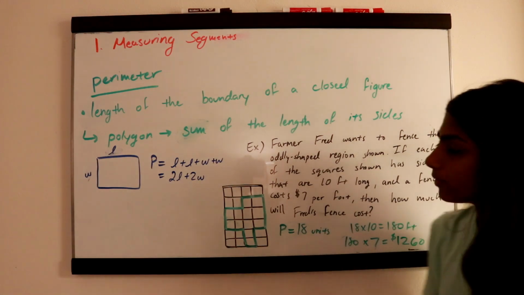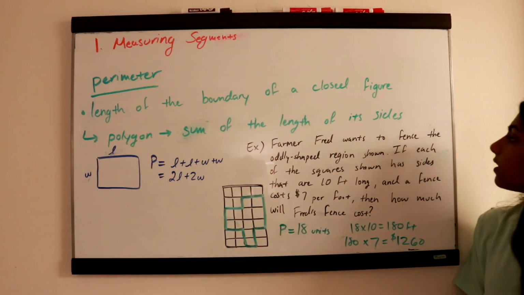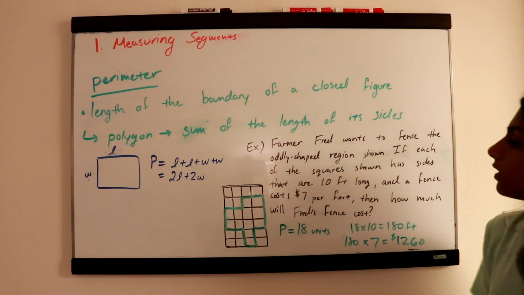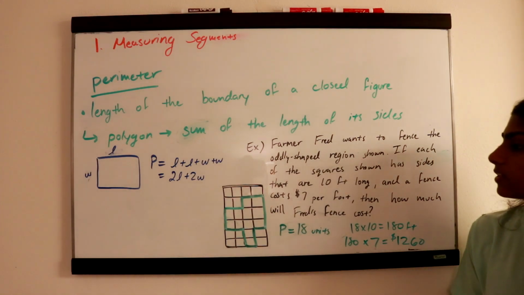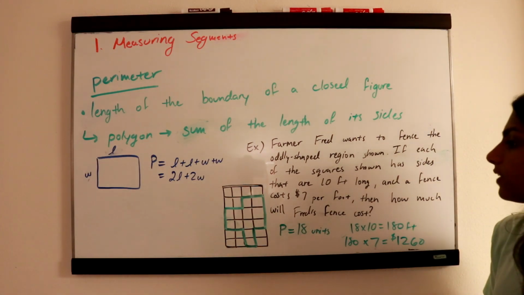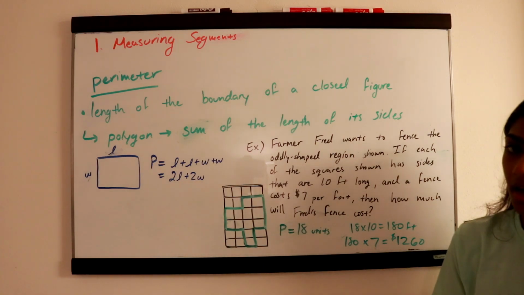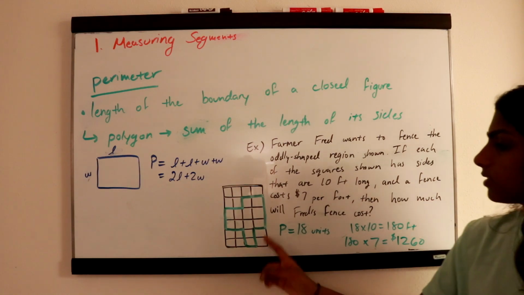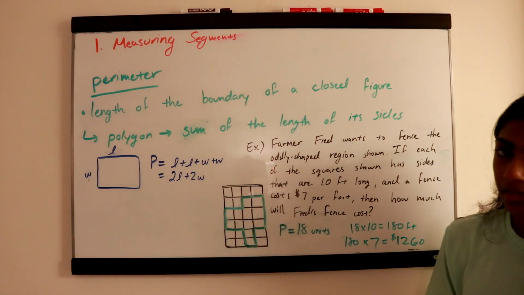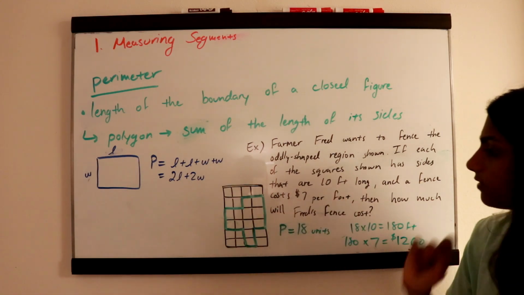Now let's look at this example. Farmer Fred wants to fence the oddly shaped region shown. If each of the squares shown has sides that are 10 feet long, and a fence costs $7 per foot, then how much will Fred's fence cost? So first, let's look at this figure and try to figure out the perimeter. Just think about the units, don't think about the 10 feet yet.